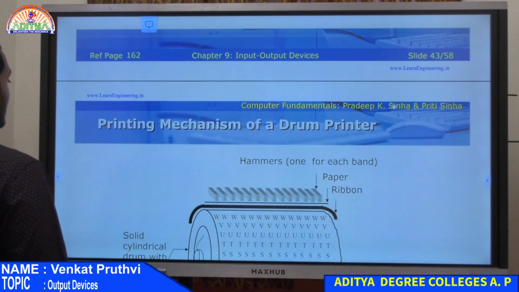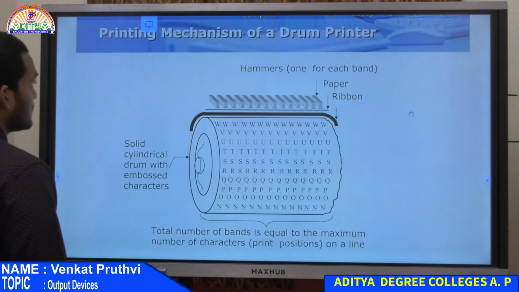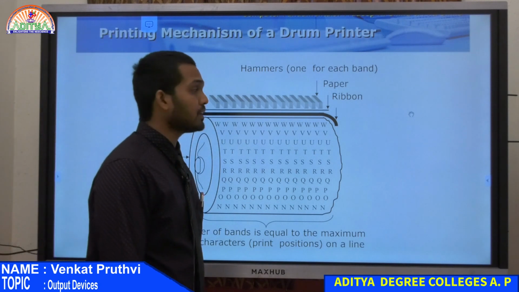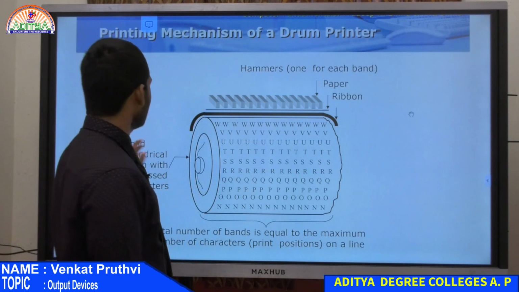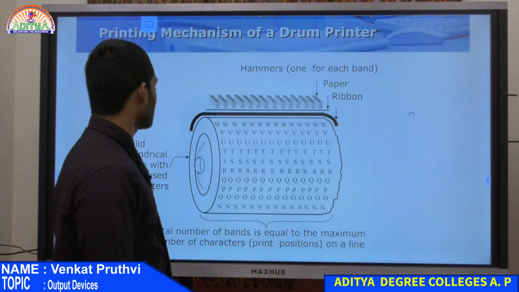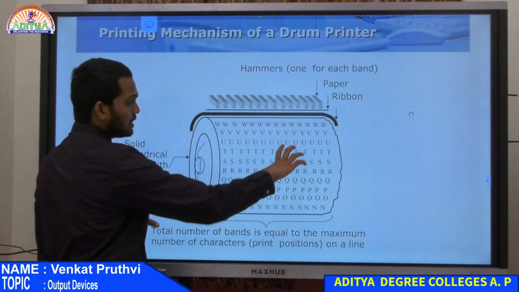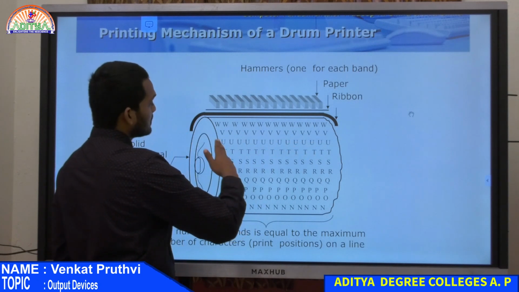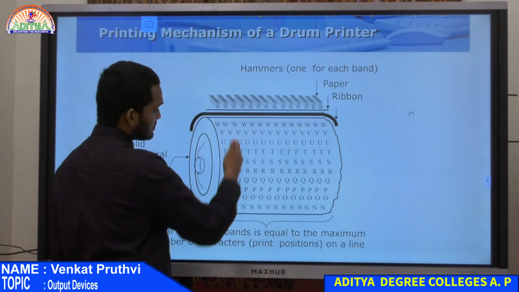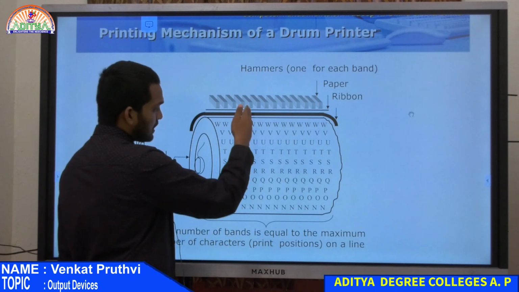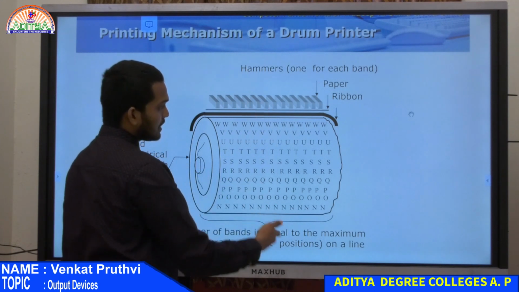And we saw this diagram yesterday, the printing mechanism of a drum printer. How does the drum printer look? We have a solid cylindrical drum with embossed characters. These are the embossed characters, and this is your cylinder. This is a solid cylinder that we have. This cylinder has circular tracks. This is the way you have to see those characters, and these are all the circular tracks that we have.